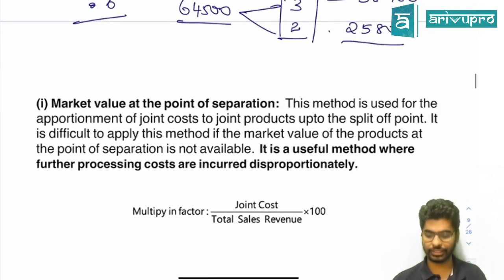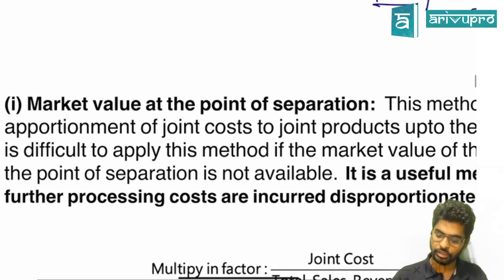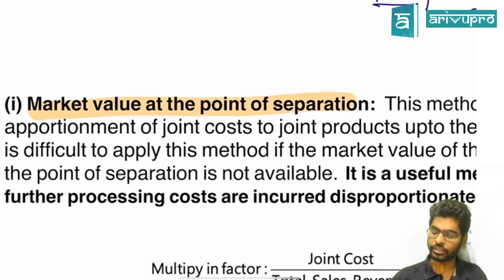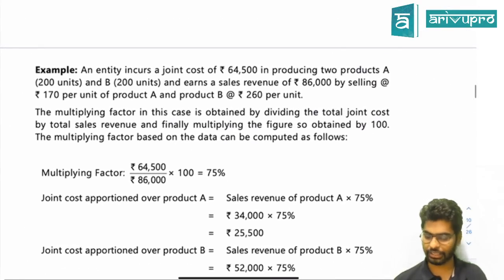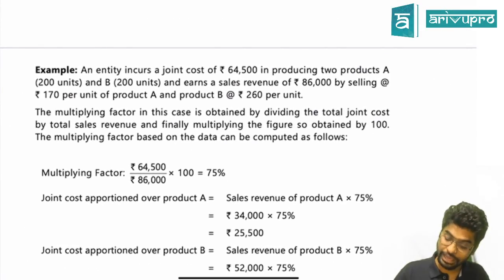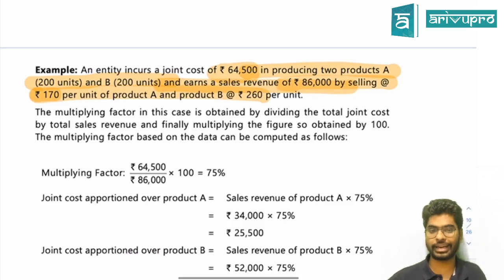Now the third method is actually very simple. They are talking about the market value at the point of separation. So when you are trying to split your product, whatever is the market value at that point of time, that shall be considered. Let me directly take a question and then try understanding the difference. An entity incurs a joint cost of 64,500 in producing two products A and B and earns a sales revenue of 86,000 at 170 per unit and 260 per unit.